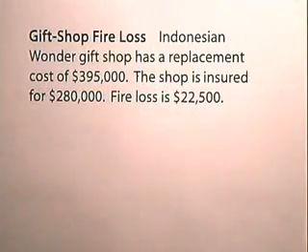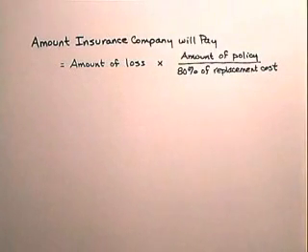Now let's look at an exercise in which we use a coinsurance formula. Indonesian Wonder Gift Shop has a replacement cost of $395,000. The shop is insured for $280,000. Fire loss is $22,500. Let's use the coinsurance formula to find the amount of the loss paid by the insurance company and by the insured. We're going to assume 80% coinsurance, so the amount the insurance company will pay is the amount of the loss times the amount of the policy divided by 80% of the replacement cost.